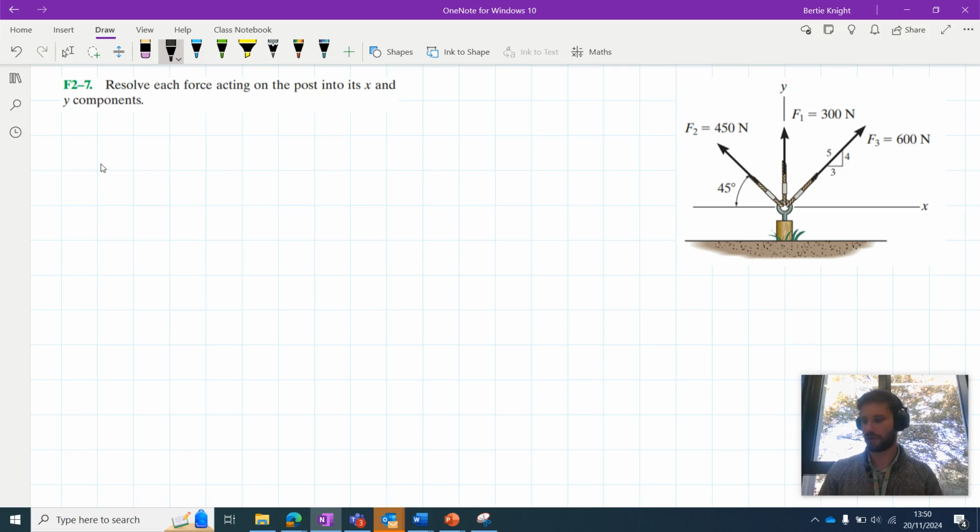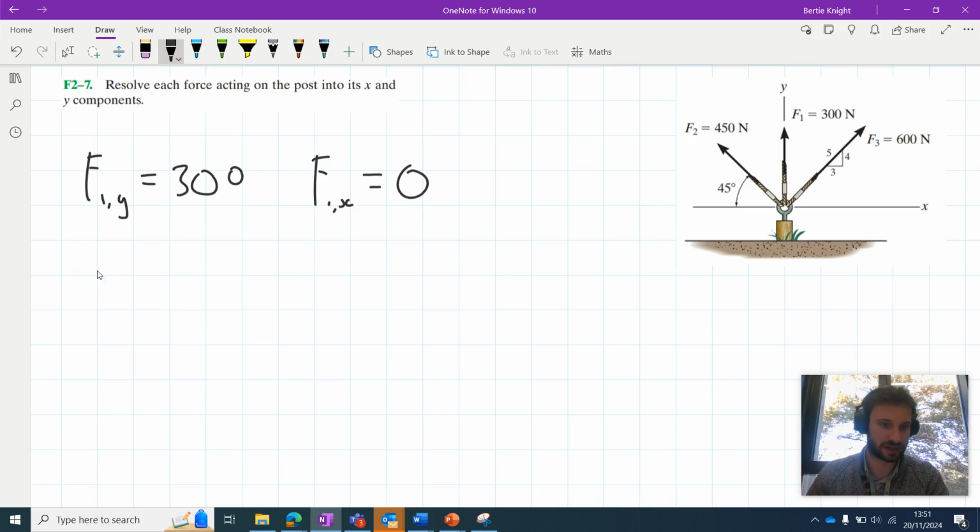So let's start with F1 then. Let's describe F1's vertical component as F1y, and by inspection, that is equal to 300. And we can say F1x, or its horizontal component, is equal to 0. Simple as. Let's move on to F2.